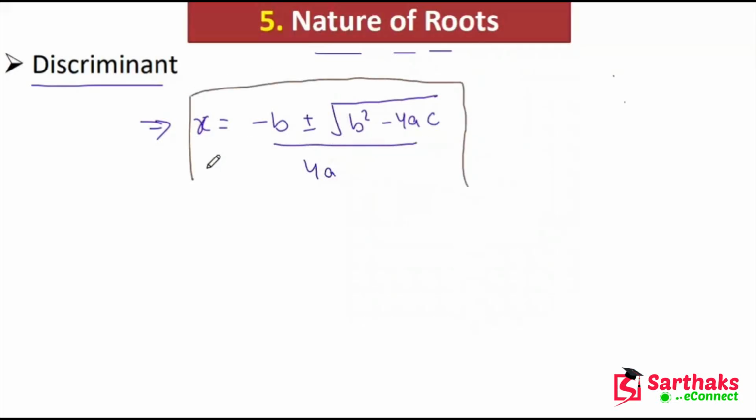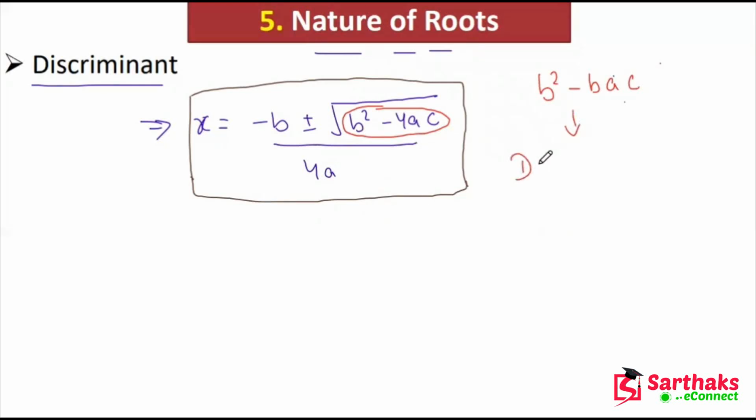Now, the most important thing is that this lecture is completely based on this under root part, this b square minus 4ac. This is called the discriminant. I hope you get this point.